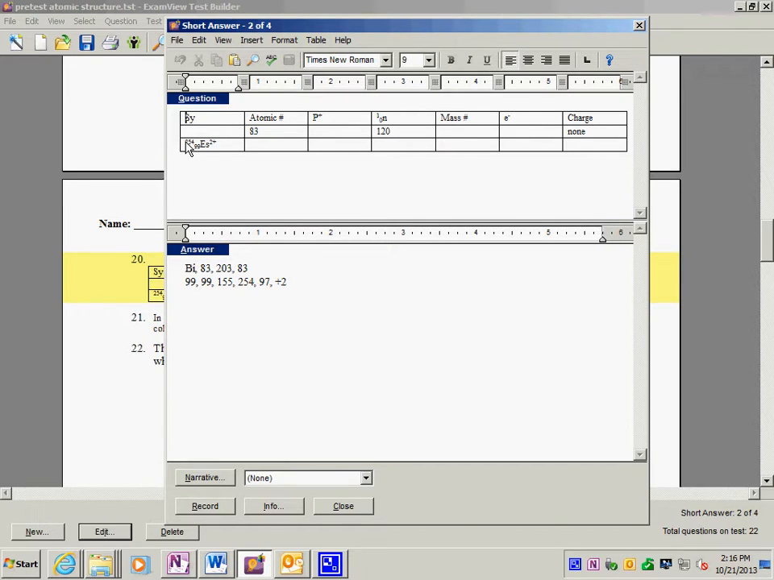This is the mass, 254 is the mass number. There's the protons and the neutrons. The atomic number is 99, and this is the charge listed right here. So the answers are located right there.